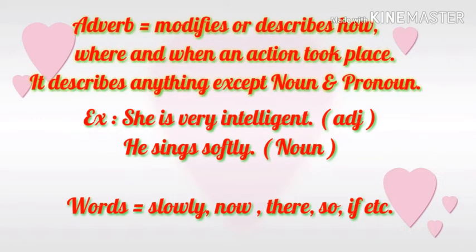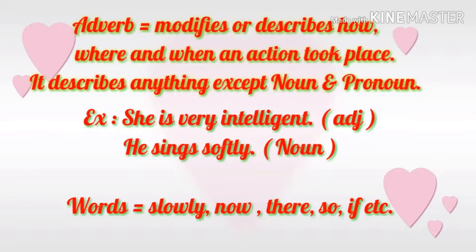Then comes another part of speech which is known as adverb. Now, what is an adverb? An adverb is a word that modifies or describes how, where, when an action took place. For example, she is very intelligent. Here, the word intelligent is an adjective, but the word very is the adverb.